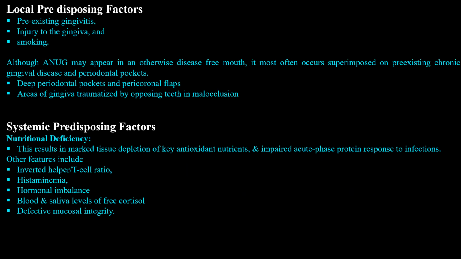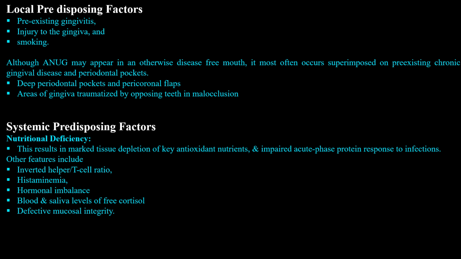The local predisposing factors of ANUG are pre-existing gingivitis and injury to the gingiva. When there are periodontal pockets or pericoronal flaps, which allow for more bacterial accumulation, plaque accumulation, it is going to predispose to ANUG. Another important predisposing factor is injury to the gingiva. When there is some kind of malocclusion, like an opposing tooth constantly causing injury to your gingiva and traumatizing it, this can also predispose to ANUG. So, pre-existing conditions and injury are among the most important local predisposing factors for ANUG.